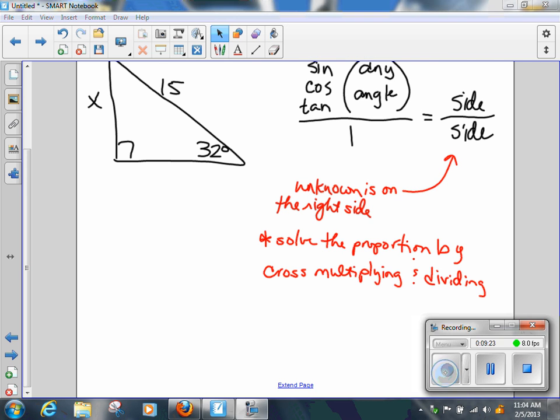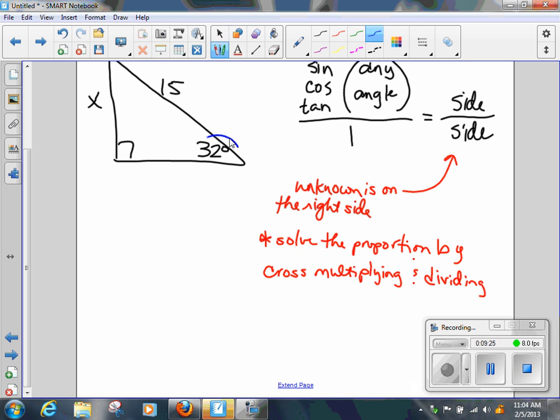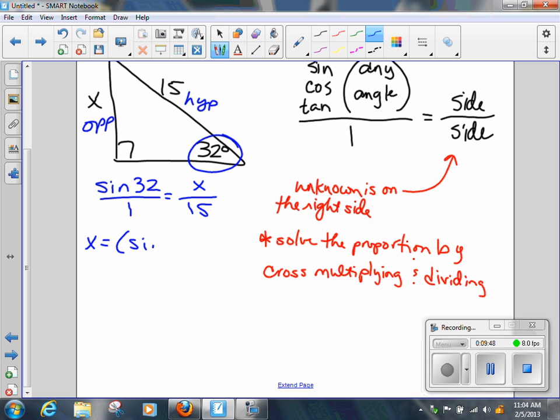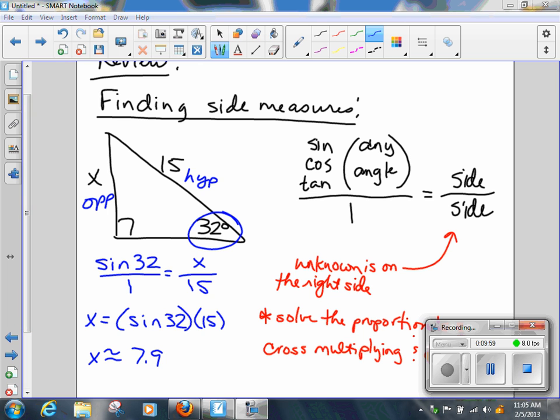I want to do this. Tired of solving these. We have the angle. We got the opposite. We got the hypotenuse. Folks, if I'm given the opposite and the hypotenuse, what am I going to use? Sine of 32 degrees divided by 1 is equal to the opposite over the hypotenuse, right? And then we get x is equal to sine of 32 times 15, and it gives us approximately 7.9. And I solved that really fast, but folks, at this point, you ought to be solving these problems that fast.